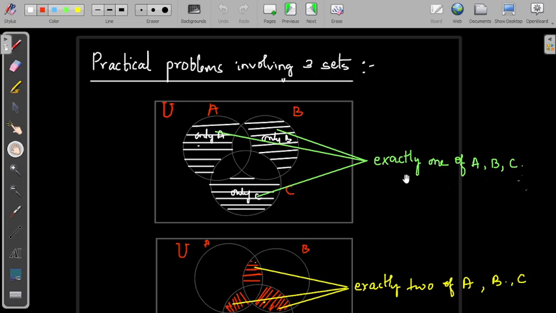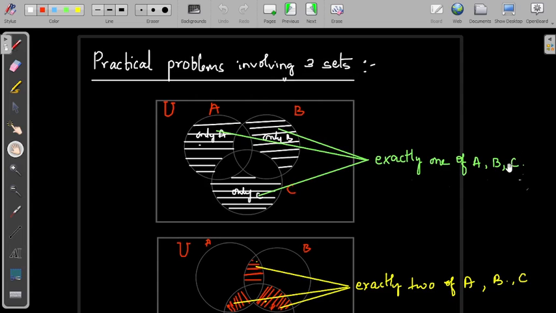If the problem asks you to find out exactly one of A, B, C, it can be exactly A, it can be exactly B, or it can be exactly C. In that case, you have to remember the region which represents exactly one of A, B, C. This region is only A, this region is only B, this region is only C. If they ask you to find out only A, then whatever value appears within this region, that you have to write. For only B, same way, only C also same way. Exactly one of A, B, C means it can be only A, only B, or only C. So in that case, you have to add up the values which appear in these regions. That gives you exactly one of A, B, C.